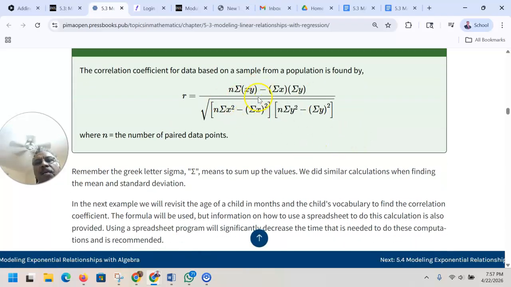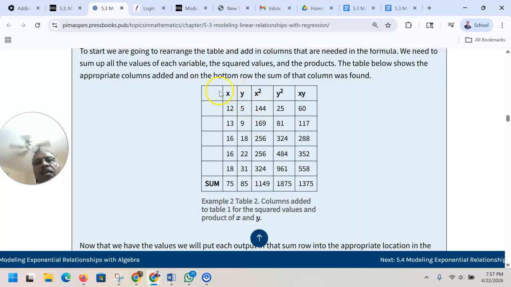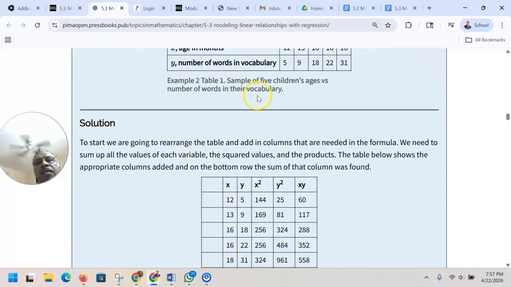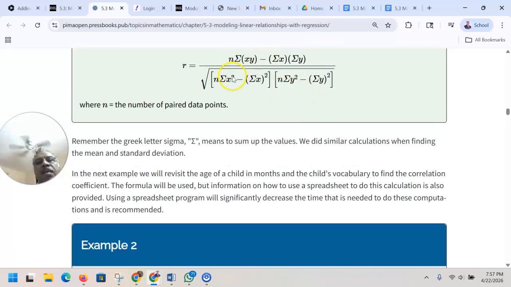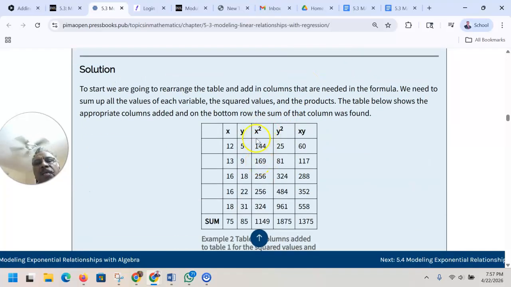Now this is the formula that I was just showing you that we are not going to use, even though it is solved. So look at this, how beautifully it's done manually. These are the columns for x and y. But since the formula has an x squared term, you have to have a third column, which is the square. So 12 times 12 is 144. 13 times 13 is 169. 16 times 16 is 256, like that. Or 5 times 5 is 25. 9 times 9 is 81, like that.